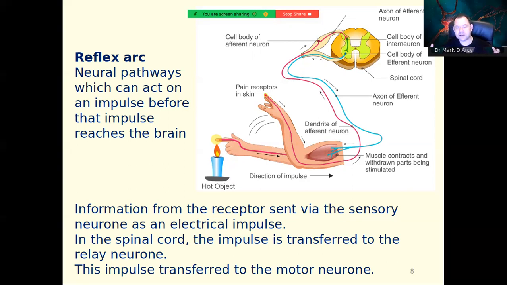So, information from the receptor is sent via the sensory neuron as an electrical impulse. In the spinal cord, the impulse is transferred to the relay neuron. This impulse is then transferred to a motor neuron, either in the spine or the brain. Then the motor neuron will stimulate some sort of action.